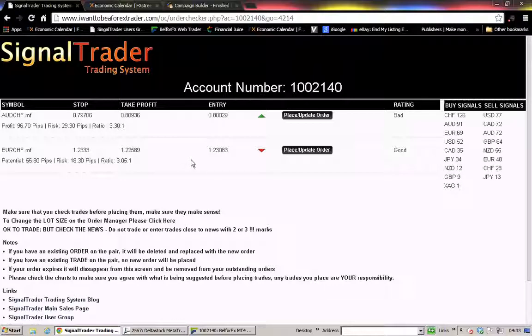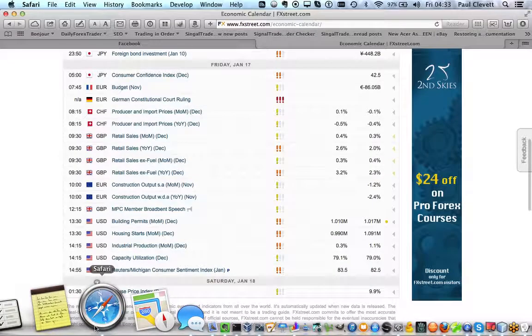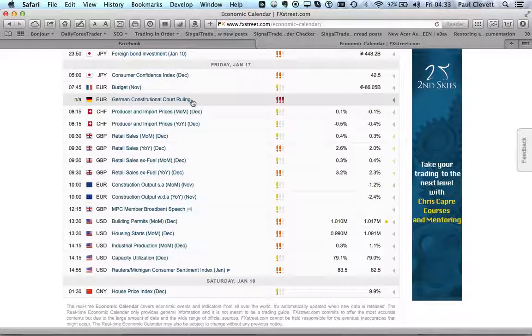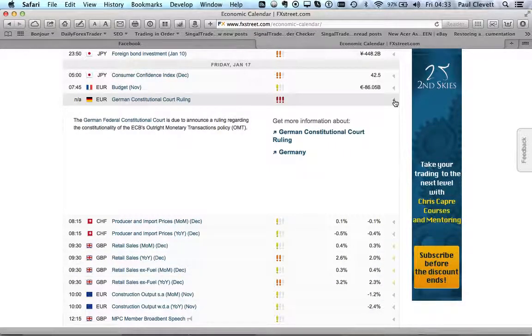There's a Euro Swissy sell as well. Now I'm steering clear of the Euros. The reason is, somewhere on my daily calendar, somewhere during the day, when they so feel like it, there will be a German constitutional court ruling on the Euro. That could have an impact on the Euro any time of the day. We don't know when it is. I don't really know what it's about.